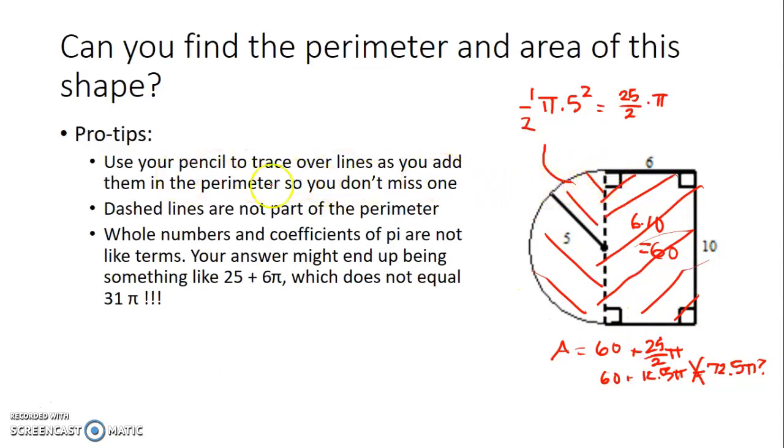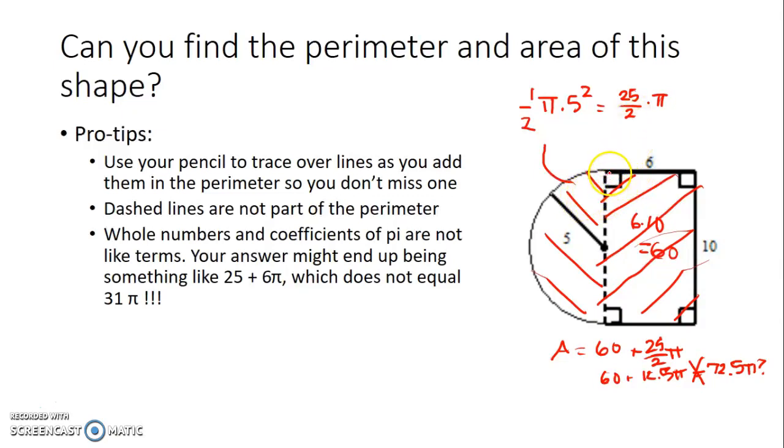Now here's a pro tip, and that's to trace over these lines with your pencil as you add them into the perimeter. Because what I see all the time is that people will forget one line. So maybe they add up this, this, and this, and they've forgotten to add this part in. Or maybe they accidentally add in this part. They just recognize this as a rectangle, and they want to put in the perimeter of this rectangle by saying 6 plus 10 times 2. And so if you trace over things as you go, you'll be able to tell more easily when you've added up everything and not double counted anything.